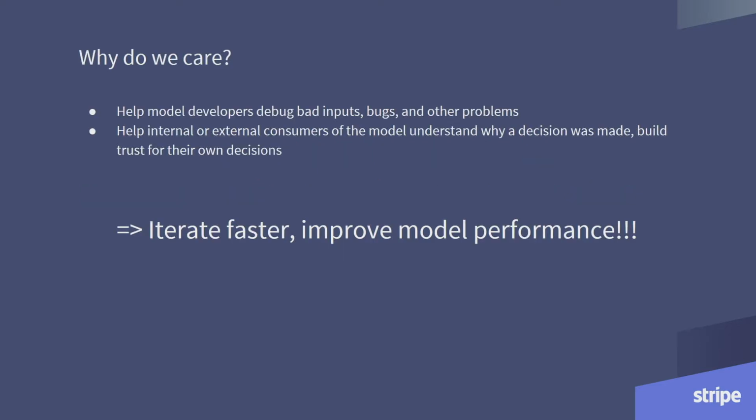And you might ask, why do you even care about that? If the model is good enough overall, why does it matter why a decision was made? Isn't that what machine learning is for? And that's partly true, but partly not true.